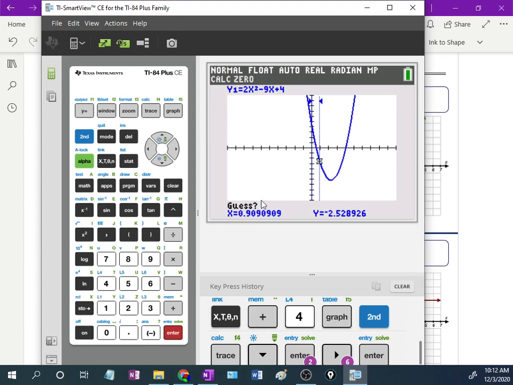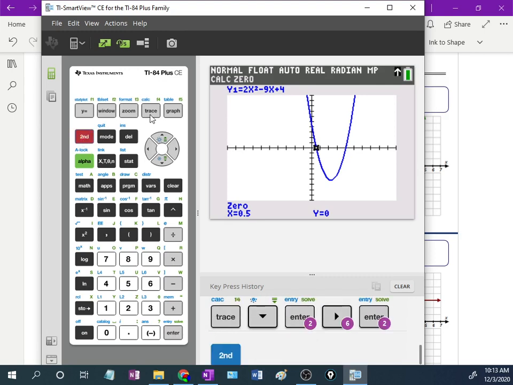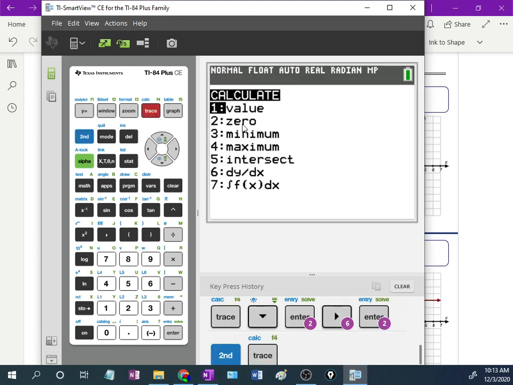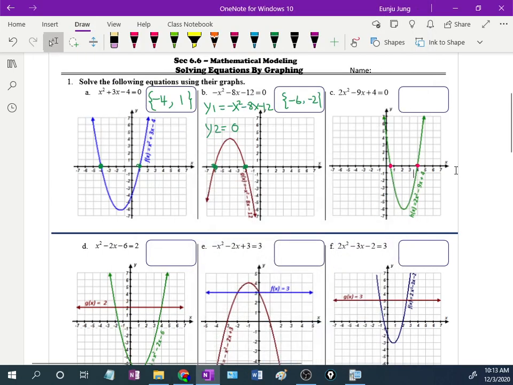Do you want me to guess? Calculator is asking. Do it so hit enter. And then 0, x coordinate is 0.5. That's how we use a calculator. Make sense? So if you're looking for the 0 of the function, we use second, trace, and 0 button, which is number 2. Okay? All right. So what was it? It was 0.5, right? Okay. And the other one is 4.